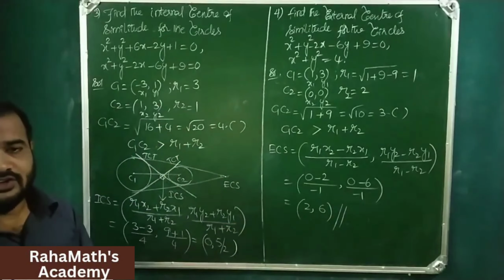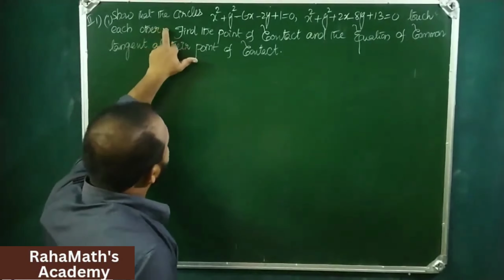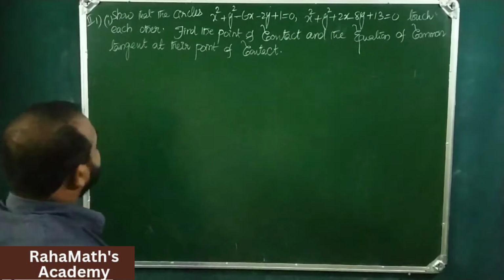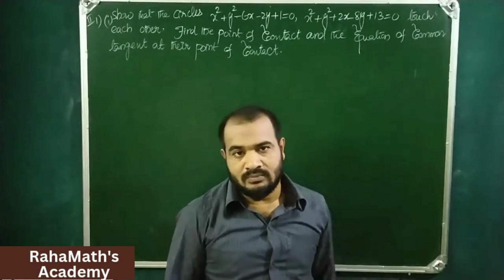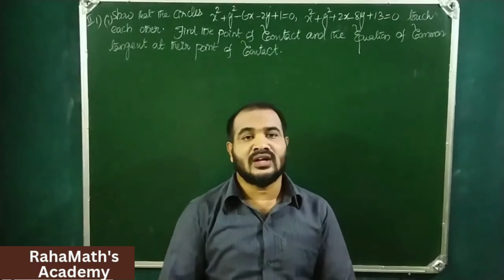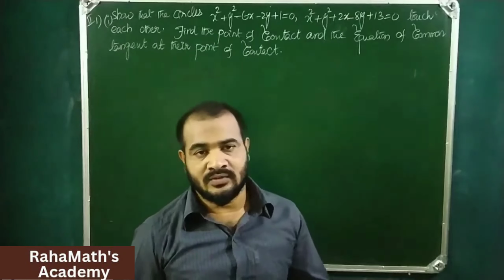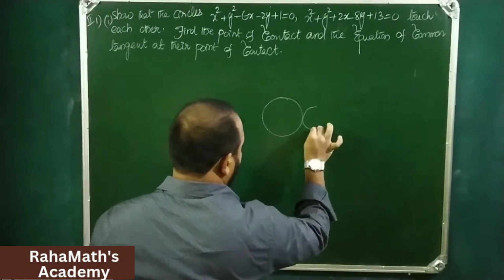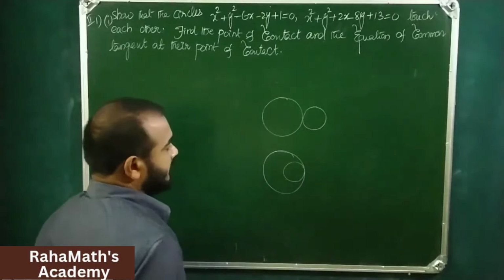external center of similitude. The next question: show that the circles touch each other, find the point of contact and the equation of the common tangent at their point of contact. Prior to solving this problem, we don't know exactly how the two circles touch each other, because touching circles may be like this, or it may be like this.